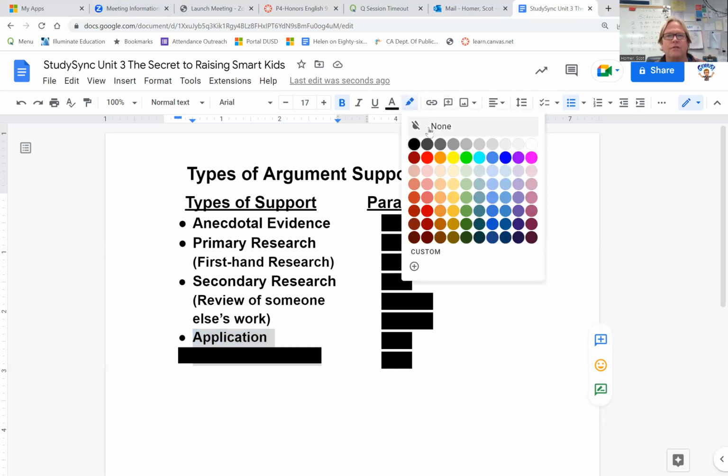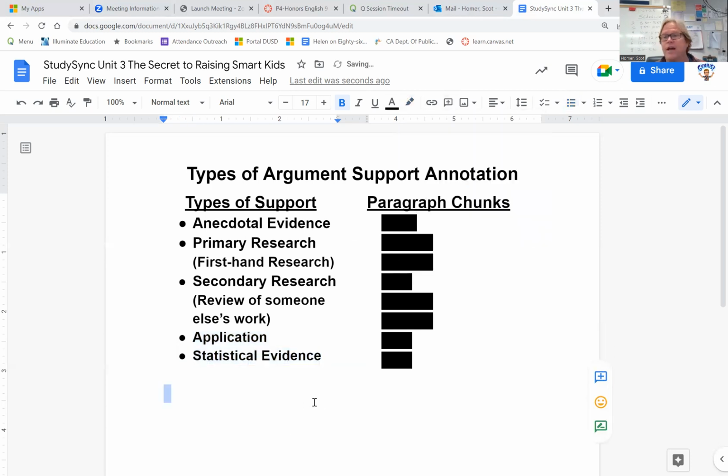Then finally, this last one we're going to talk about is called statistical evidence. This is going to be numbers based. Anything with 4 out of 5 or percentages or something like that. Anything involving numbers will be statistical evidence.